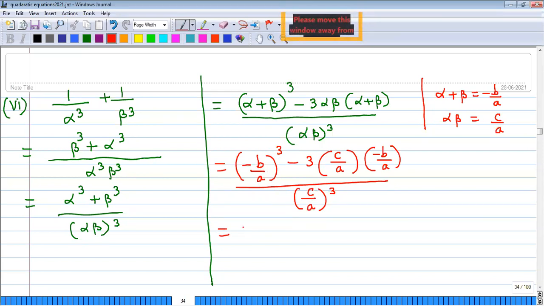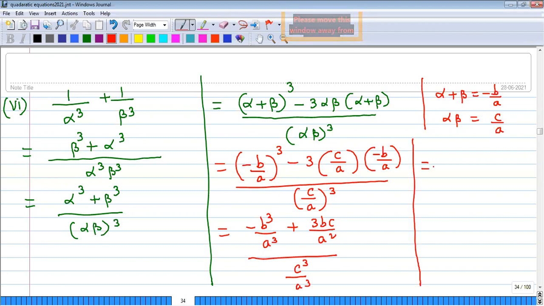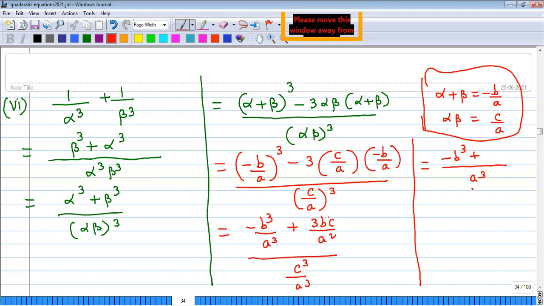Minus b upon a whole cube is minus b cube upon a cube, minus 3ac by... minus into minus plus, this is 3bc upon a square, upon c cube by a cube. Very good. Next we are going to get here a cube is the LCM. A cube cancels. We have minus b cube plus a cube divided by a square is a, a into 3bc is 3abc, upon c cube by a cube.